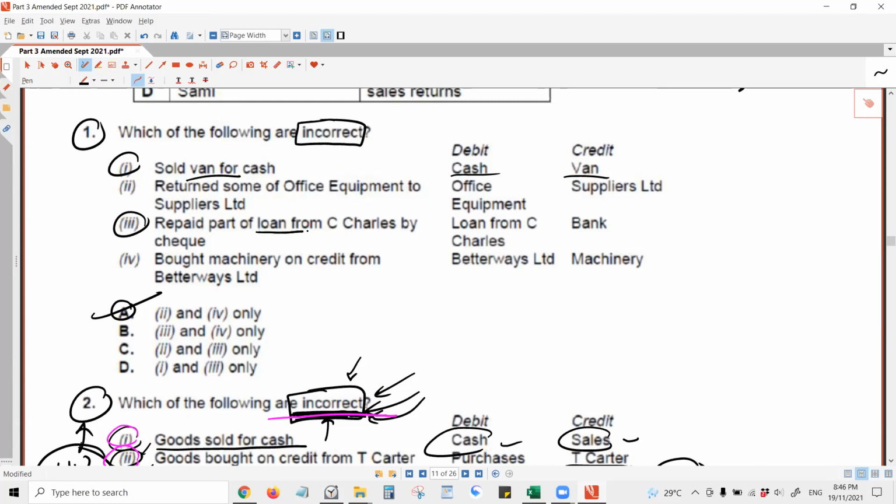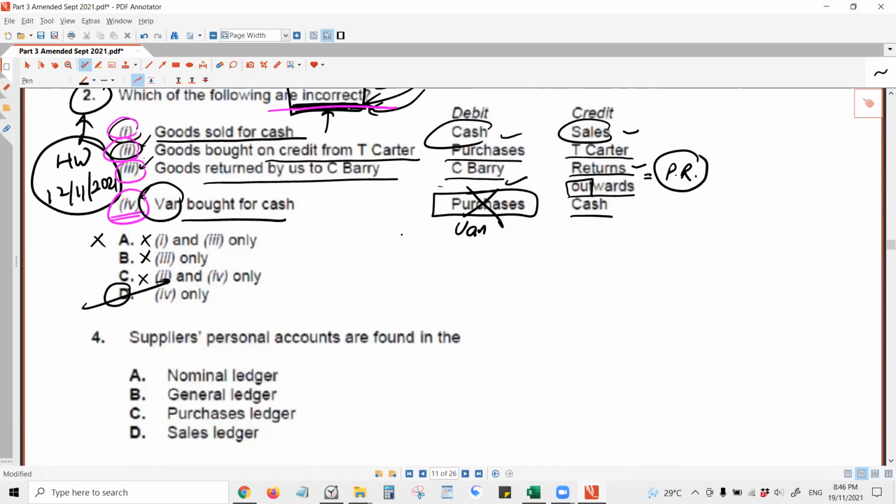Repay part of loan from C Charles. Loan from C Charles is the liability here, and now we are repaying. So the double entries are correct. So don't choose it. Good. Answer is A. Okay, and then we continue.